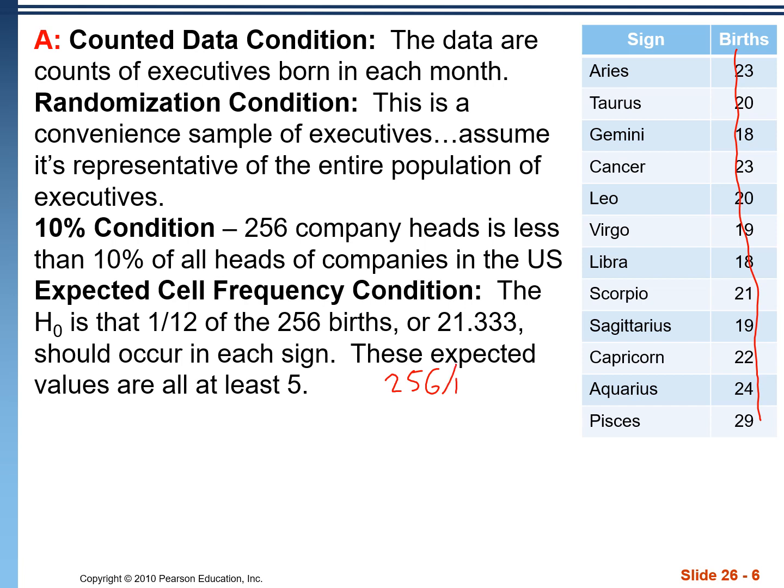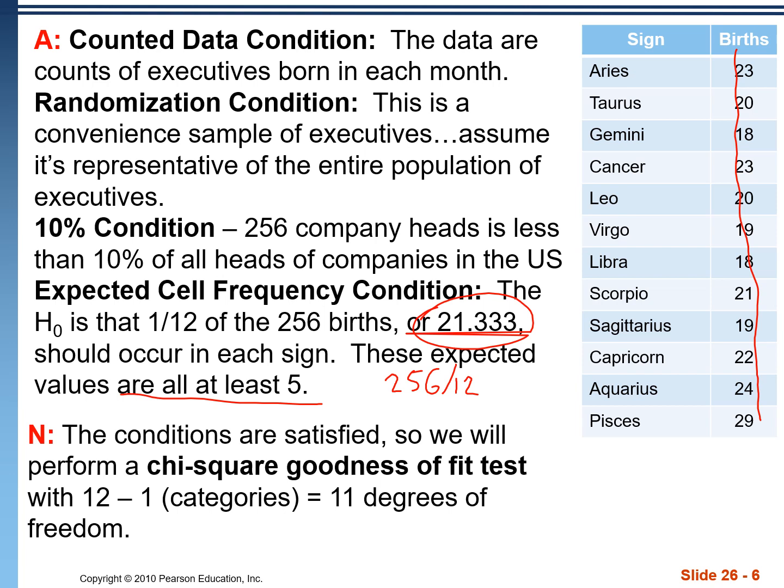So if we just divide that 256 by 12, it gives us 21.33, right? That's what we would expect to get in each of these columns, in each of these cells, if the null hypothesis is true and these births are uniformly distributed. They're all at least 5, condition met. So this is called the chi-square goodness of fit test.